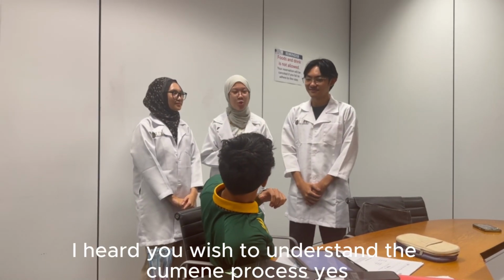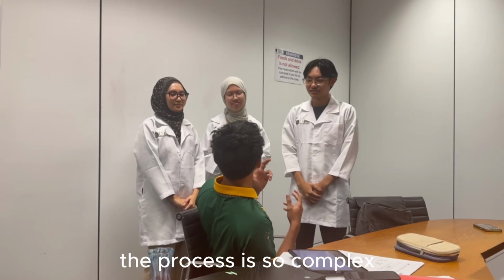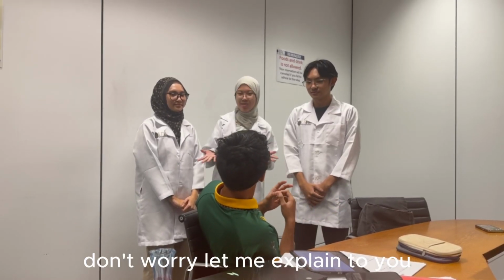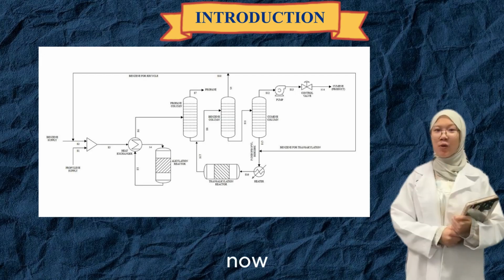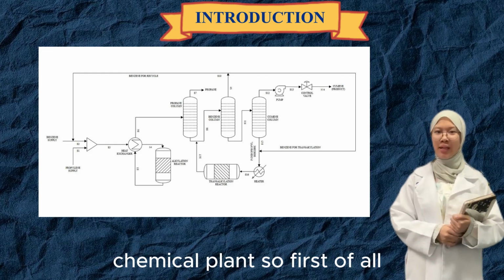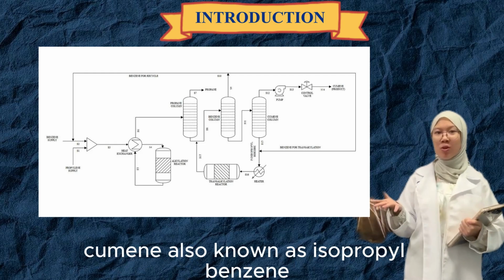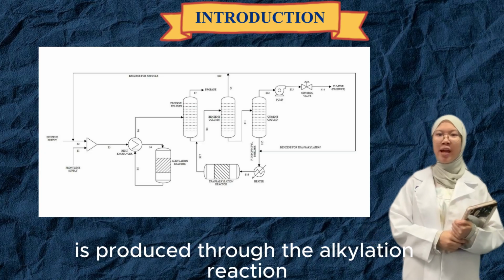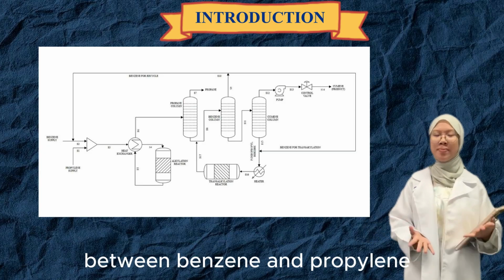Hello, I heard you wish to understand the cumene process. Yes, the process is so complex and I can't seem to understand it. Don't worry, let me explain to you. Now, let me explain how cumene is produced in an industrial chemical plant. So first of all, cumene, also known as isopropyl benzene, is produced through the alkylation reaction between benzene and propylene.